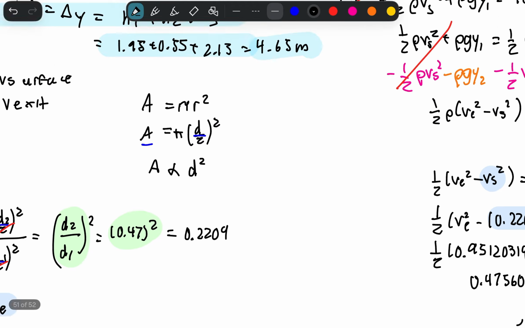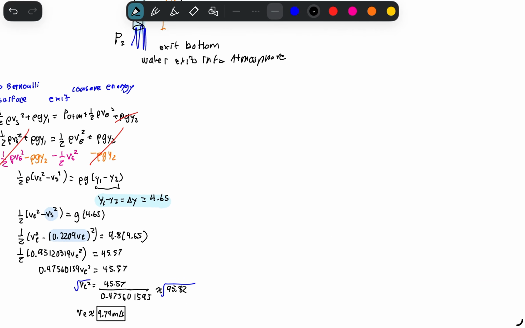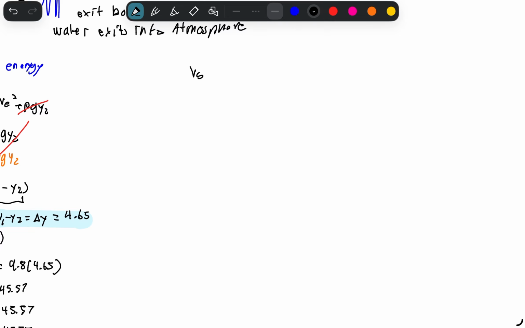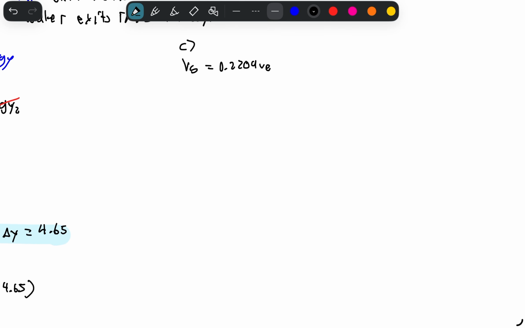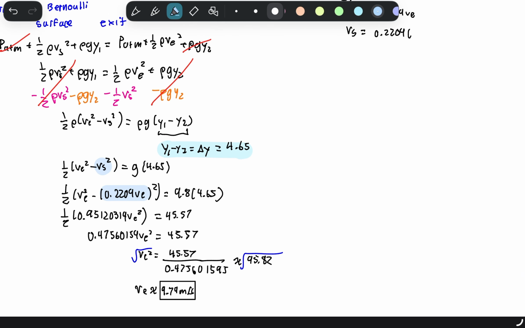Done. So for part C, we're asked what is the speed of the water surface? So we're looking at what is Vs for C. Vs is equal to 0.2209 Ve, but we already got what Ve is. So we can just solve for Vs really easily. So 0.2209 times Ve, which we just found right here, 9.79.